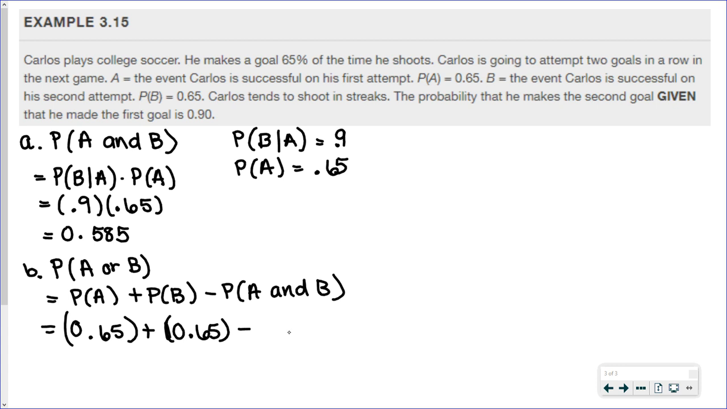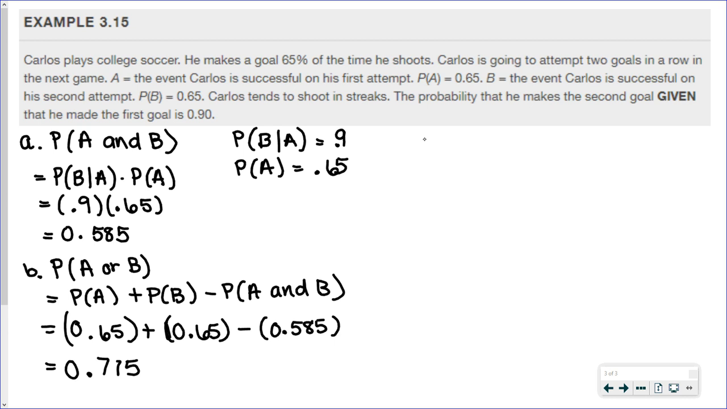And then I'm going to subtract P of A and B, which is what we just found, which was 0.585. So I type that into a calculator and I get the number 0.715. So the probability that he's either going to make the first or the second goal is going to be 0.715, or 71.5% chance.